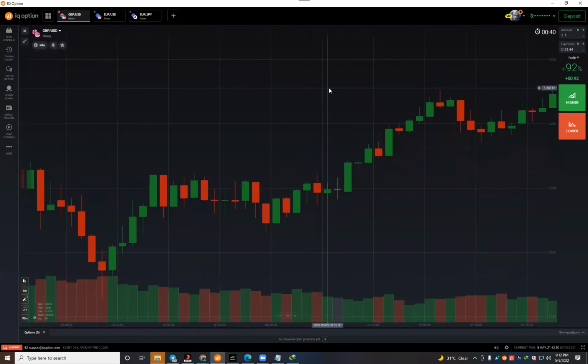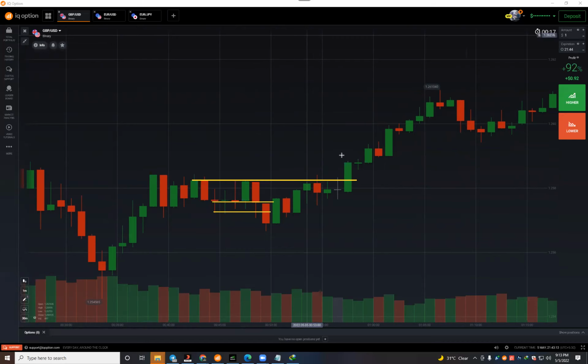Here you can see. This support, how many times has it been touched? And in case of a breakout like this, with two candles breakout, then you can use the wick. Then you can trade. Here you can see why this breakout is not working. Mr. Fawaz, give me the answer. Why is this breakout not working? It's a similar.